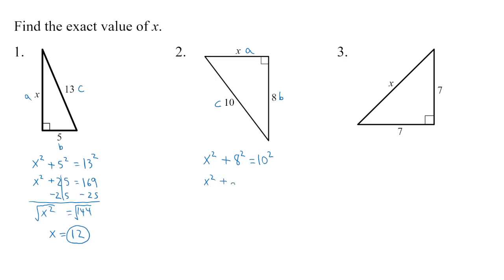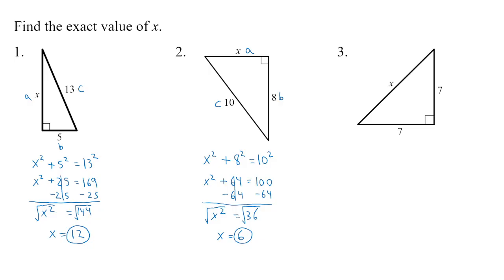8 squared is 64. 10 squared is 100. Subtract 64 from both sides, and you will have x squared equals 36. Take the square root of both sides, and you will have x equals 6. Therefore, the solution is 6.